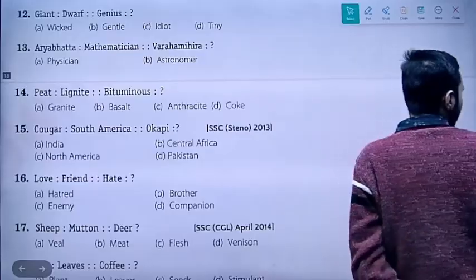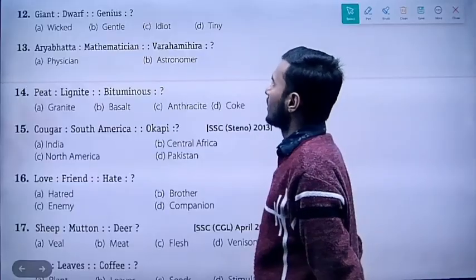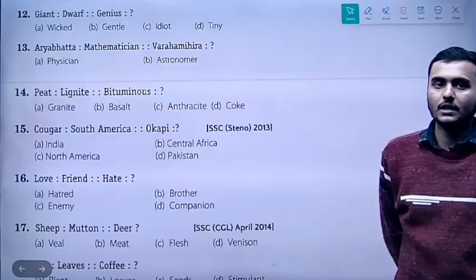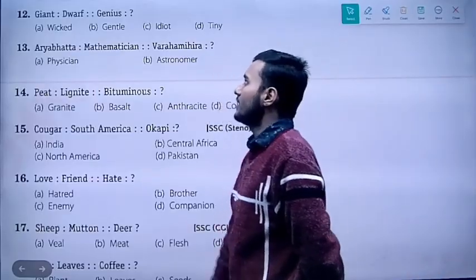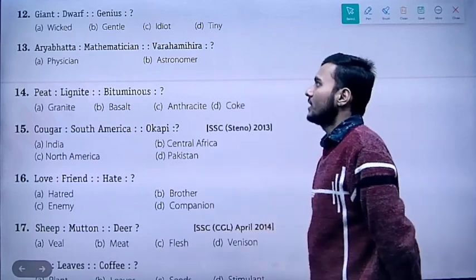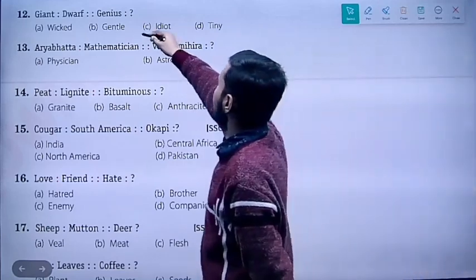Next question, question number 12: giant is equal to dwarf, then genius is equal to what? Again, in this question what relationship are we seeing? Opposite relationship, or antonym relationship. Giant means very big and dwarf means very small. So we have to find the opposite of genius, and the opposite of genius is idiot. Option C.